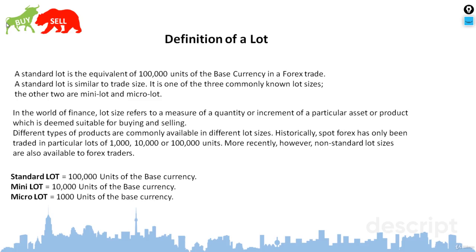Standard lot equals 100,000 units of the base currency. Mini lot is equivalent to 10,000 units of the base currency. Micro lot equals 1,000 units of the base currency.